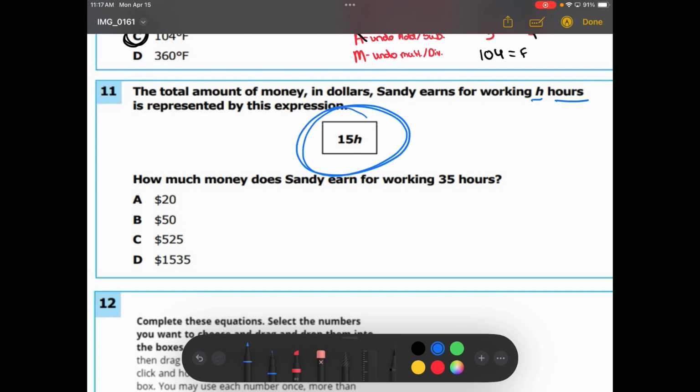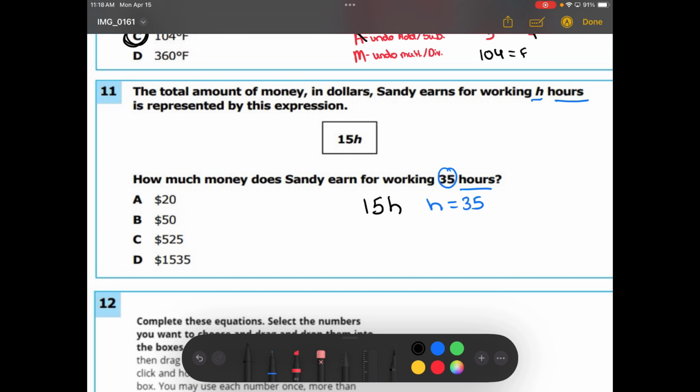Number 11. The total amount of money in dollars Sandy earns for working 8 hours is represented by this expression. This is the expression. How much money does Sandy earn for working 35 hours? What did they just give us here? 35 hours. They gave us a value for something. They gave us the value for what? H. H equals 35. And then they gave us the expression 15H.